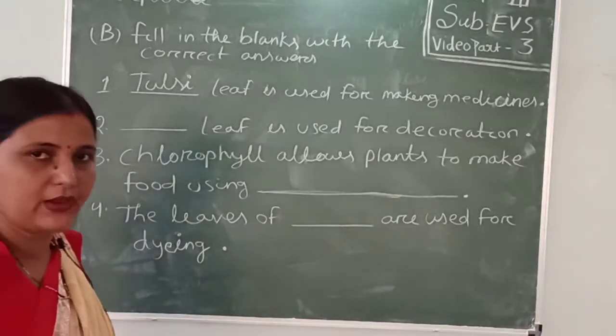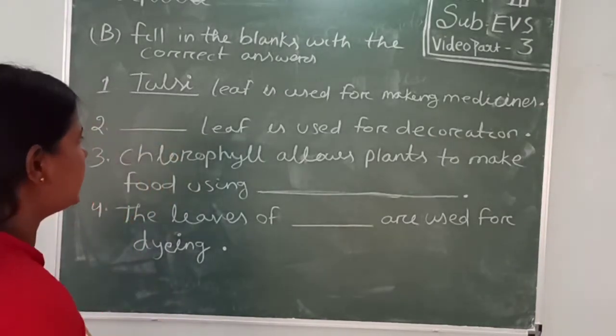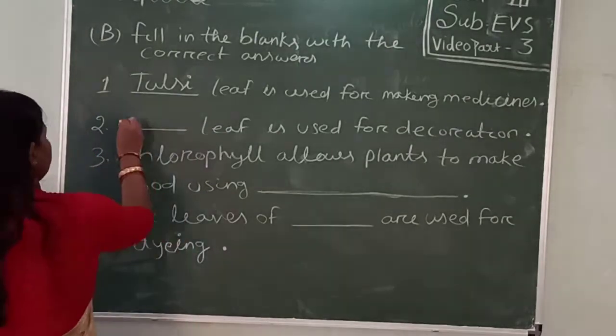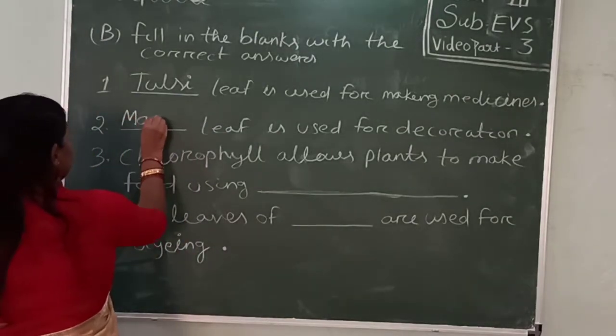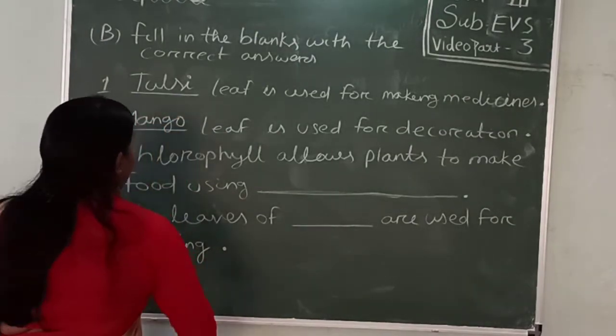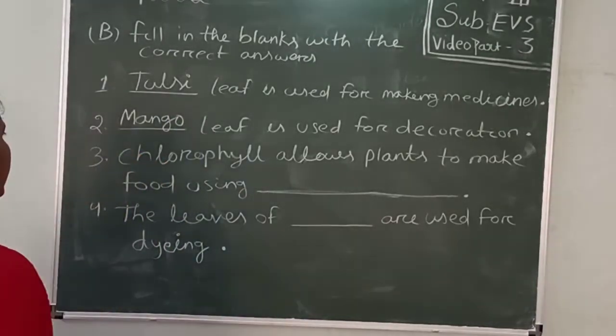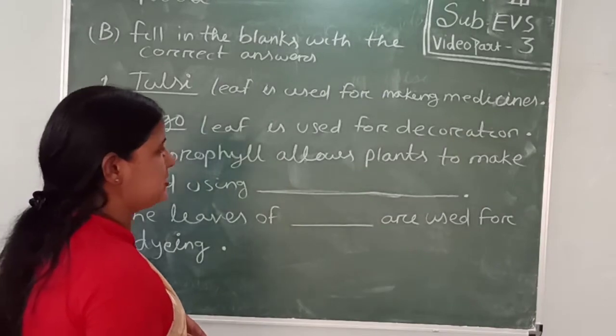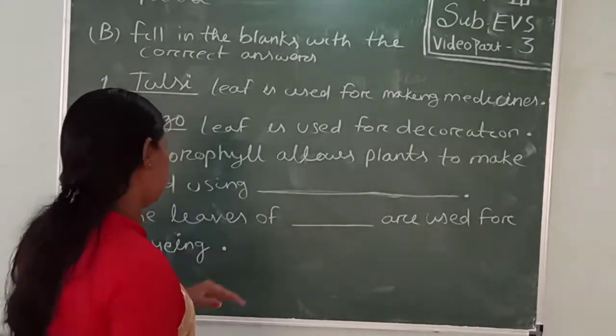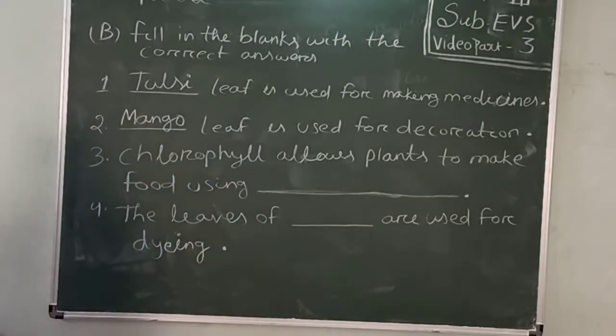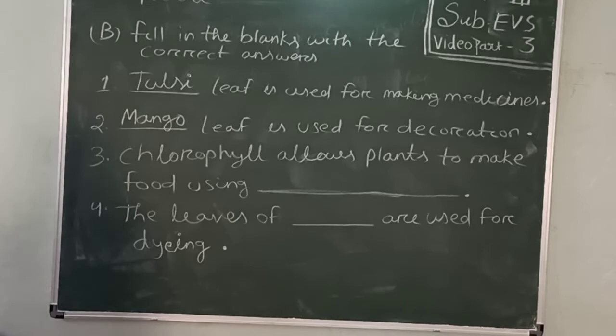Which one is correct? Mango leaf. You write here mango. Okay, mango leaf is used for decoration. Then number 3, chlorophyll allows plants to make food using dash. The options are water, air and sunlight, then air and sunlight and water and sunlight.